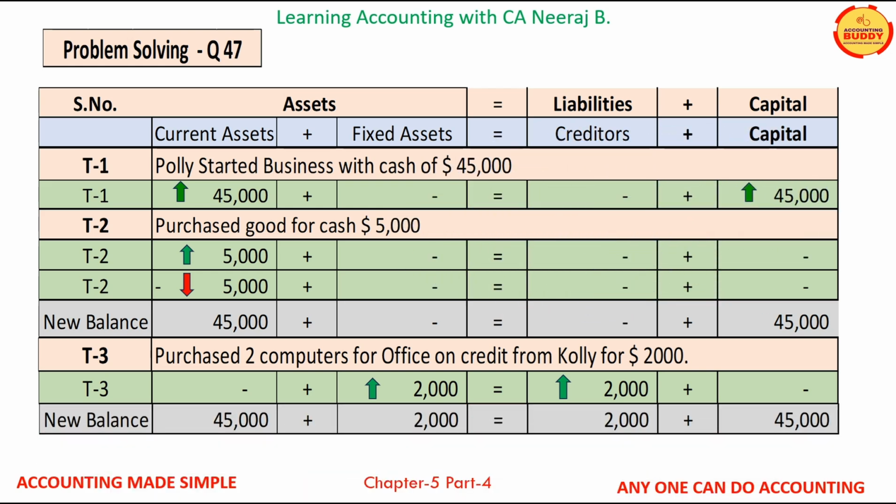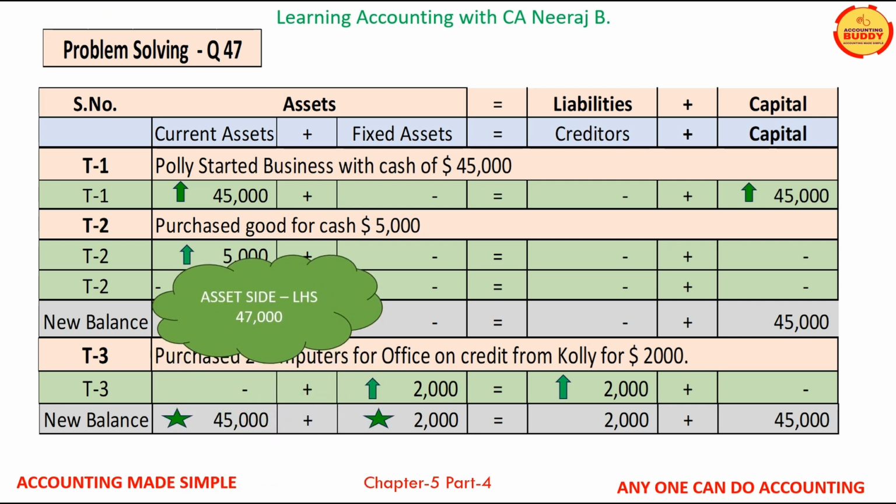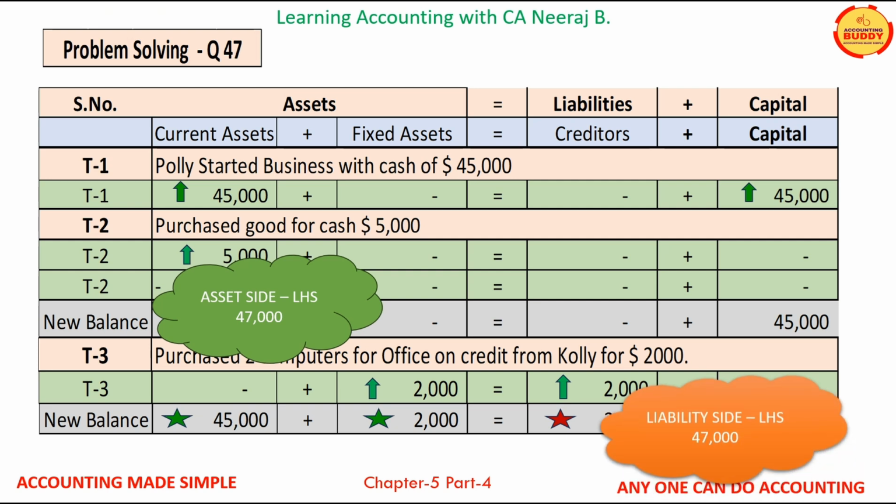Post T3 transaction, the new accounting equation balance will be $45,000 of current assets, $2,000 of fixed assets, totaling to $47,000 of total assets of the business. And on the right hand side we will have $2,000 of liabilities plus a capital of $45,000.